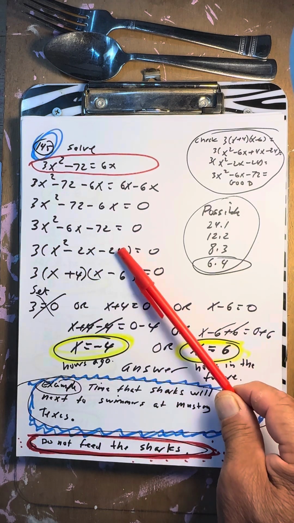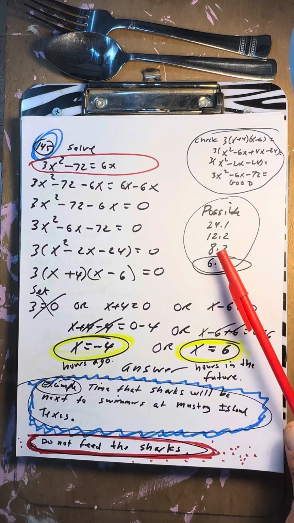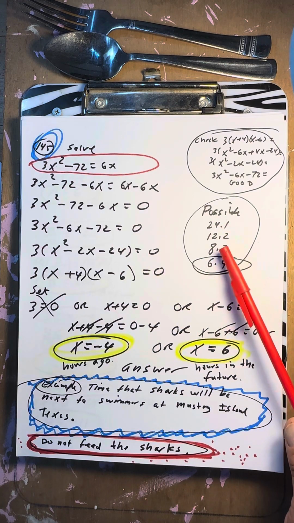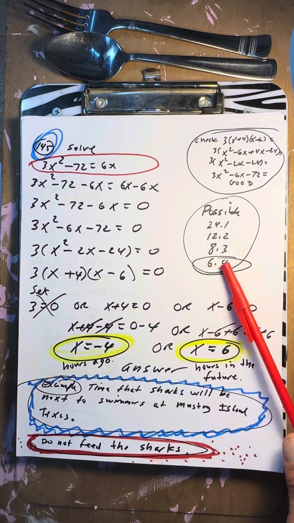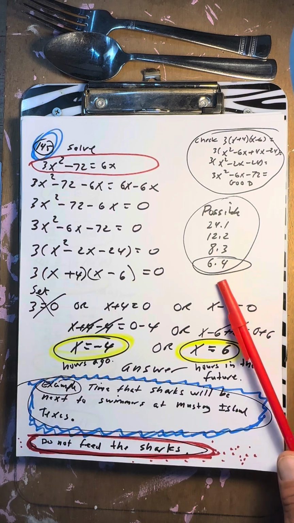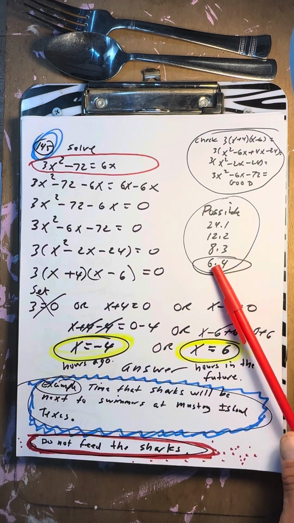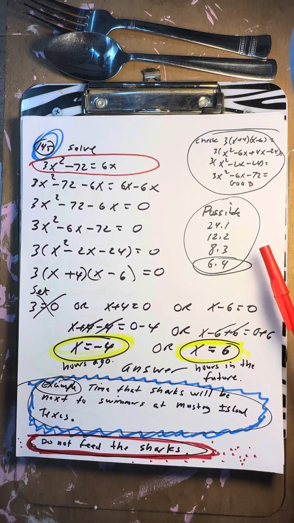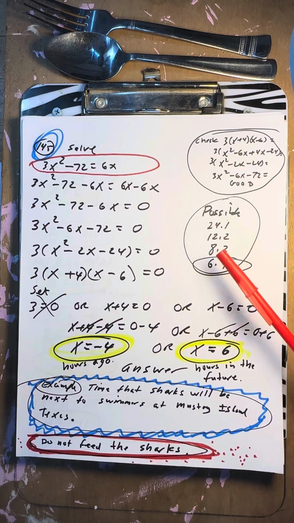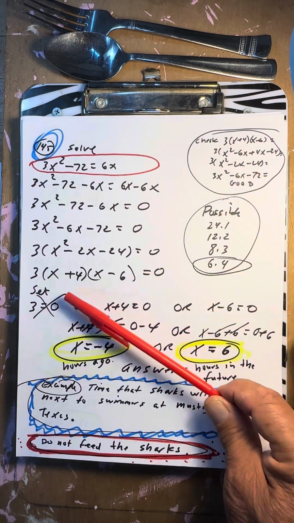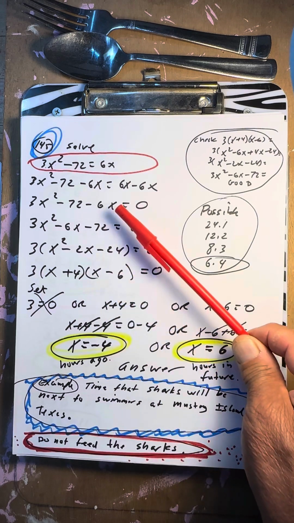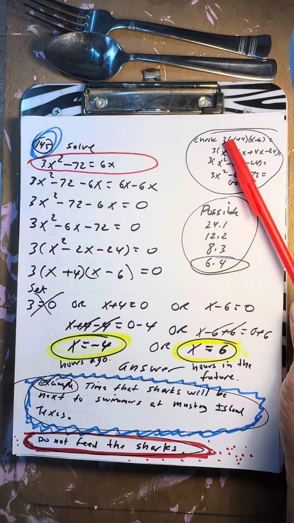Now, 24, these are all the possible combinations: 24 and 1, 2 times 12, 12 times 2, 8 times 3, 6 and 4. I say 6 and 4 will work. Check it. Does that work? We can check it over here. Look, I say that this is the same as that one. Let's see if it works.